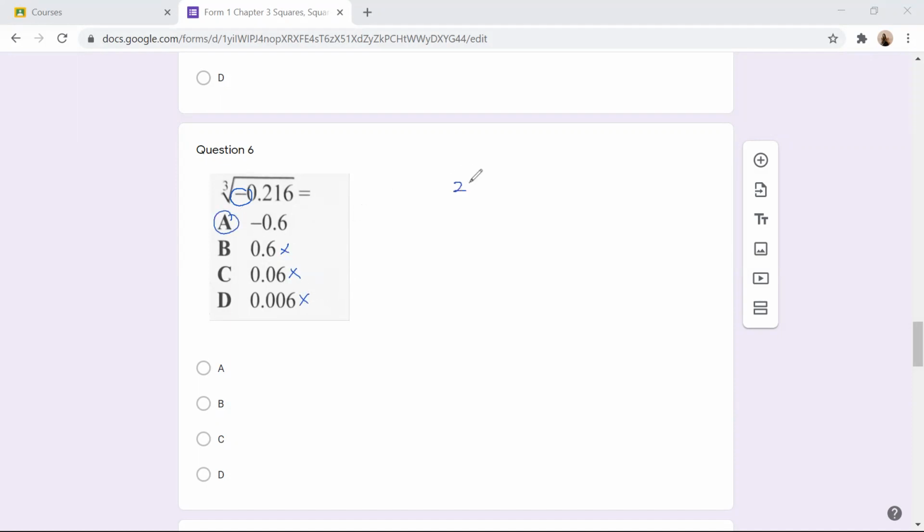And by the way, 216 basically is the cube of 6. And since we have 3 decimal places, because this is a cube, the original will be 1 decimal place. That is how we get from 3 decimal places back to 1 decimal place. A is the answer.